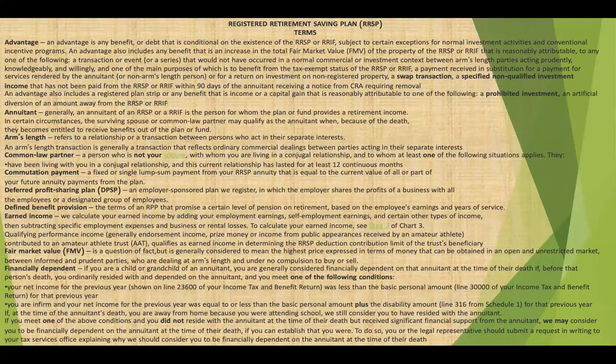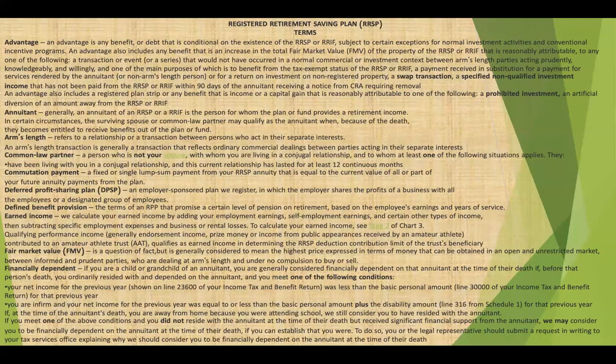Deferred profit sharing plan, DPSP, is an employer-sponsored plan, registered, in which the employer shares the profit of a business with all the employees. Then defined benefit provision, the term of an RPP that promises a certain level of pension on retirement based on the employee earnings. Then earned income, we calculate your earned income by adding your employment earnings, self-employment earnings, and other income.